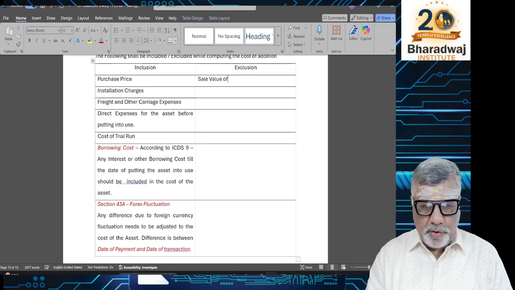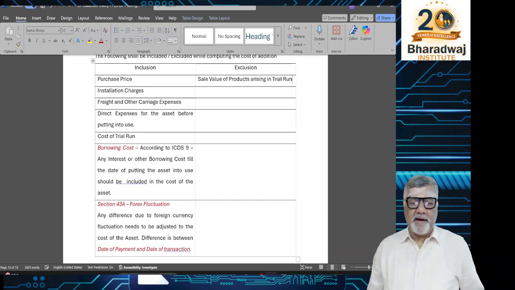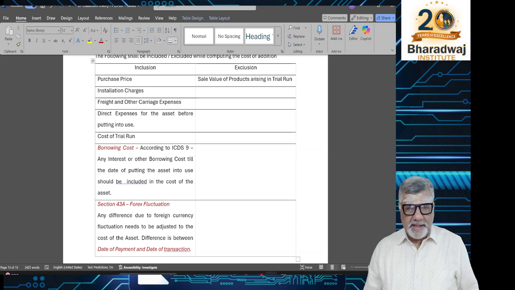Sale value of products arising in trial run. Cost of trial run is an addition. If you sell the products which come from trial run, it is a deletion, whatever is the sale value.